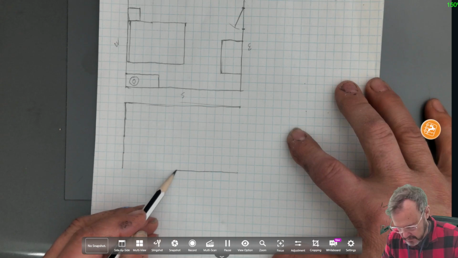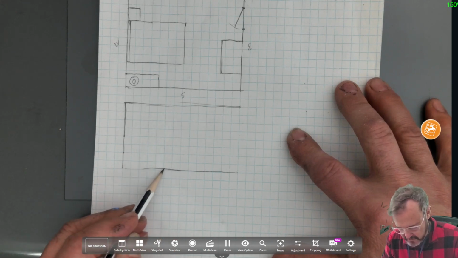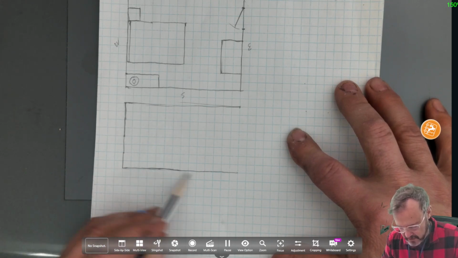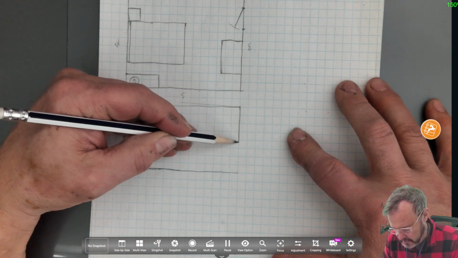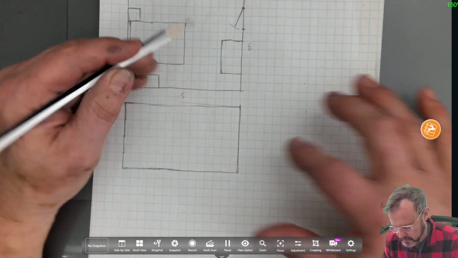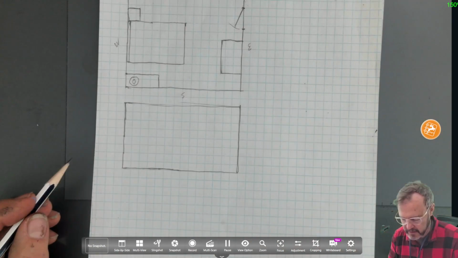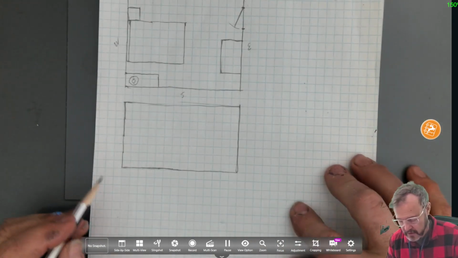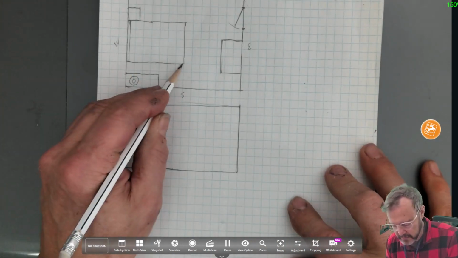Yours might be shorter if you live in a very old, like colonial era house, or it might be higher ceilings if you live in a Victorian home that was built by people with a lot of money.